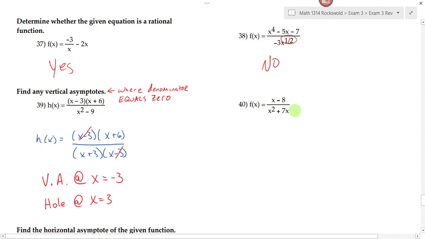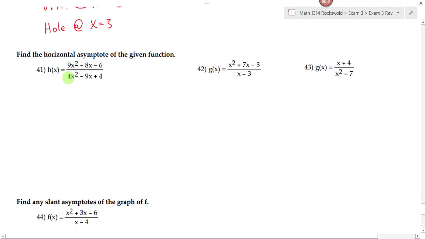On 40, to find the vertical asymptotes, the first thing I need to do is factor this denominator. So that means that this function f of x will be equal to x minus 8 over, do I have a common factor here? I have a common factor of x, so where am I going to have vertical asymptotes? At x equals what? 0 and negative 7. And I get those by setting each one of these factors equal to 0 and solving for x.